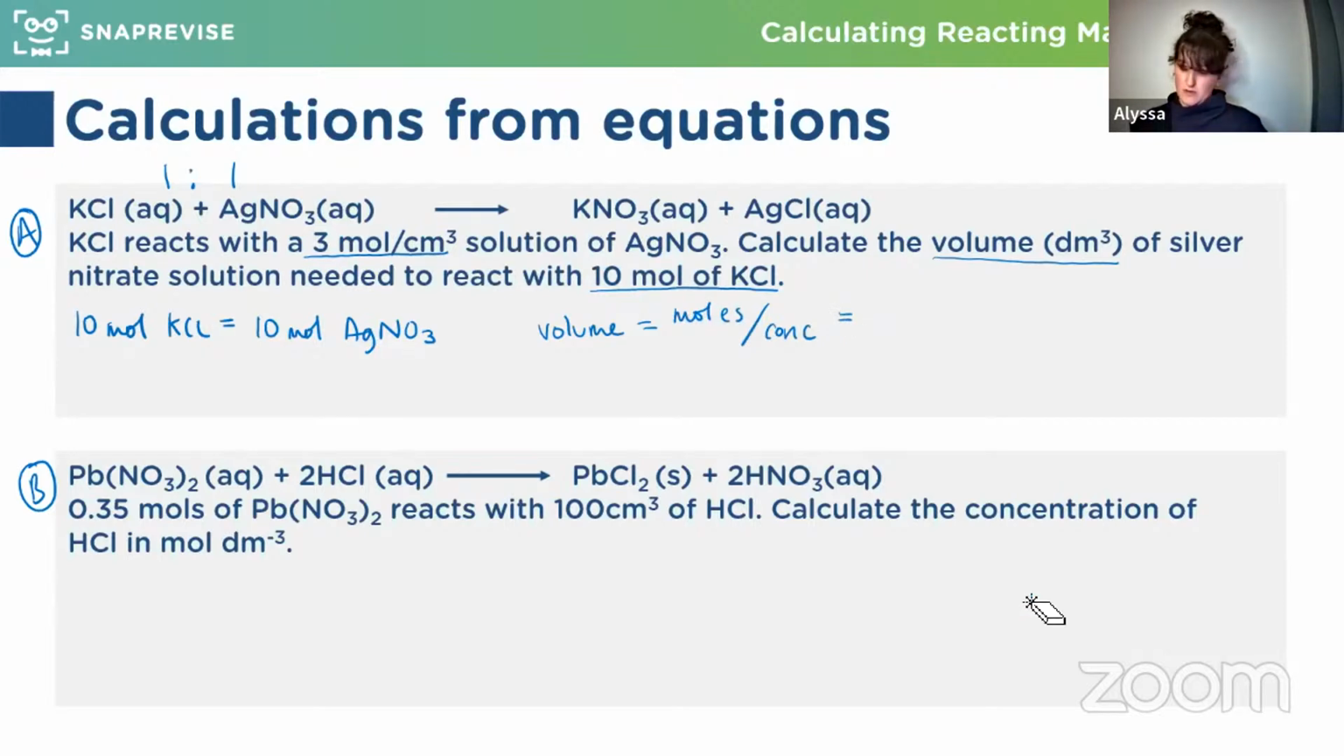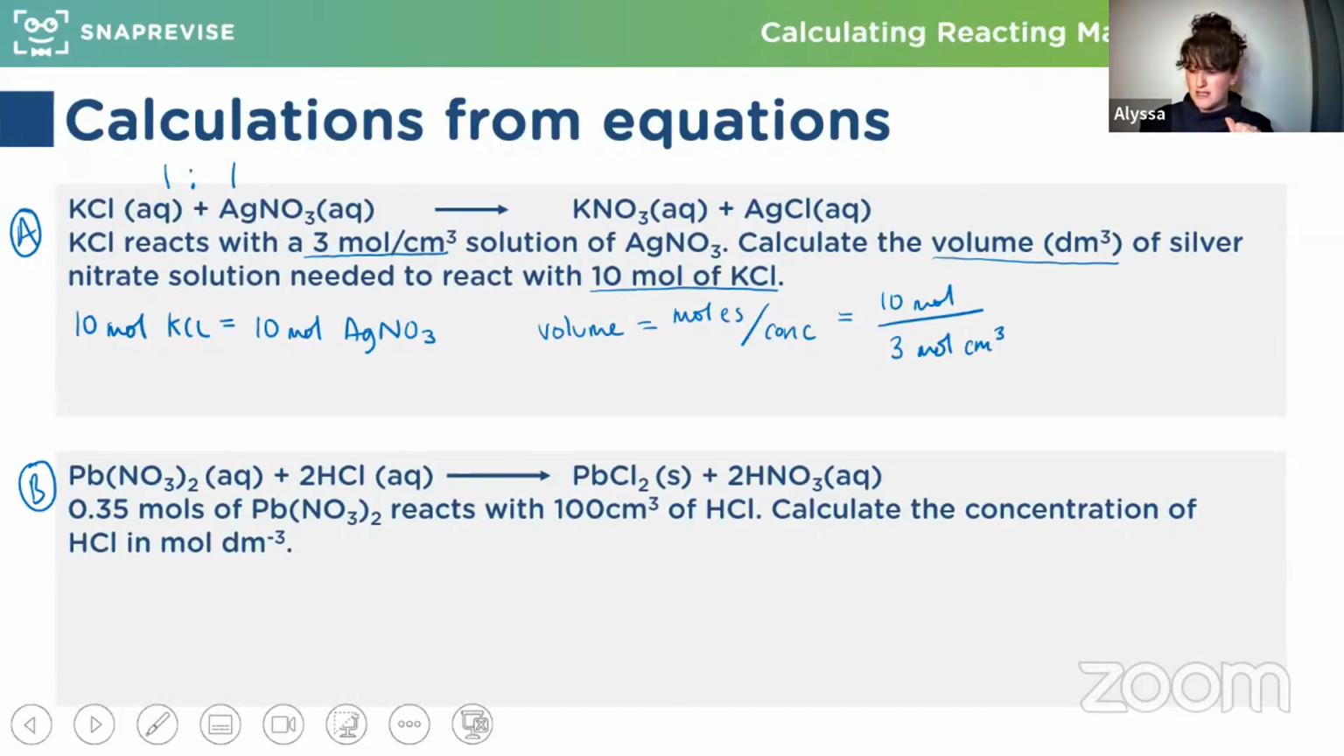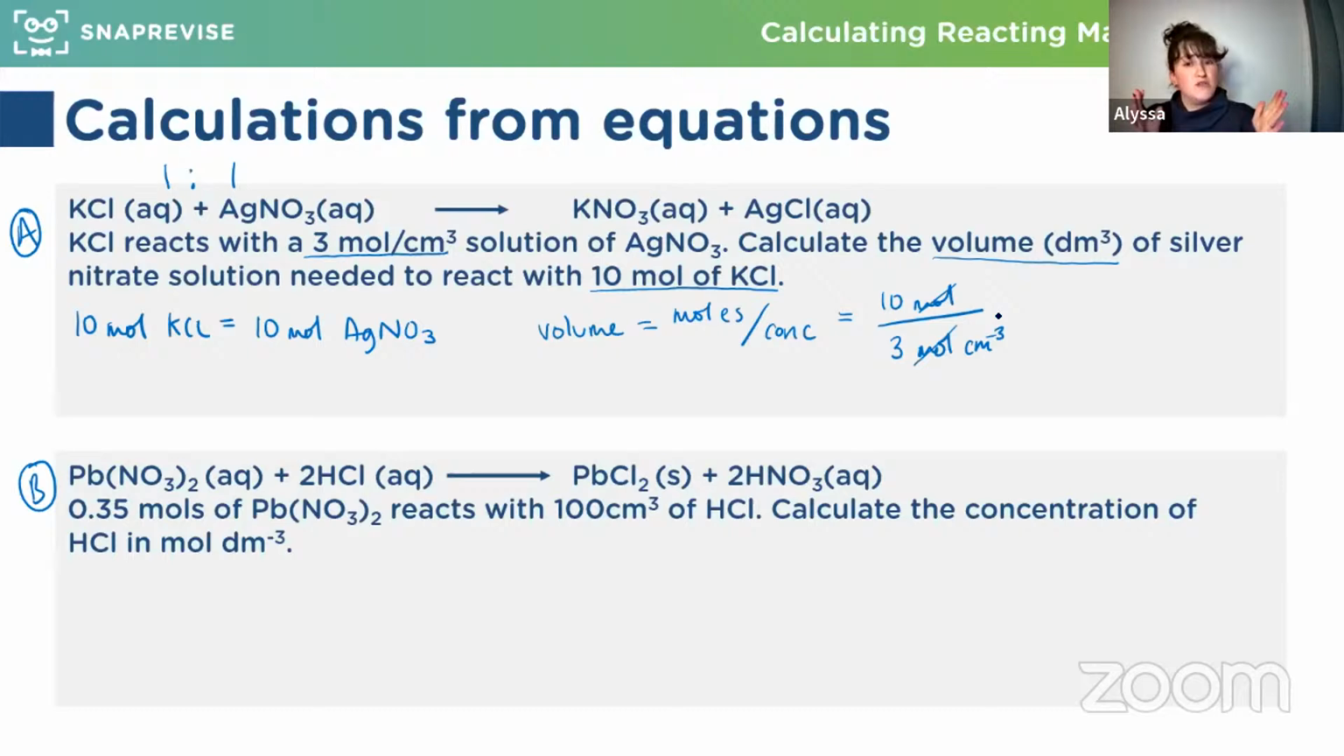So moles we worked out are 10 moles, divided by our concentration, which is 3 mole per centimetre cubed. Now, I am a big advocate. I know that it takes time and I know that it's annoying, but I really do recommend writing units in, because A, you can work out if you've made a mistake a little bit easier, because here I can tell that when I divide my moles by my moles per centimetre cubed, I'm going to end up with centimetres cubed, which is a volume, which is what I want.